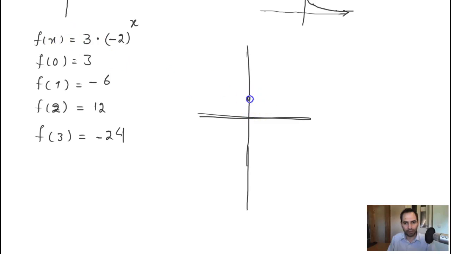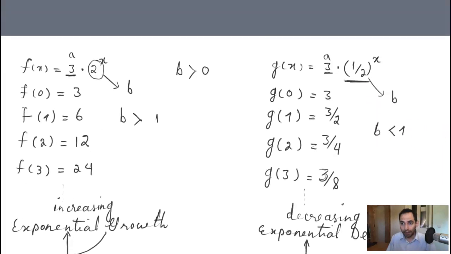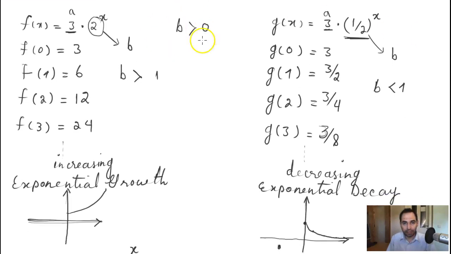At 0 you're at 3, at 1 you're at negative 6, so this is something around here. At 2 you're at 12, so you go all the way up here. And at 3 you're at negative 24, way down here. So it's not even a continuous function. It gives you all of these points in your coordinate system, and so you will not get an exponential function in the first place. So b is supposed to be greater than 0.